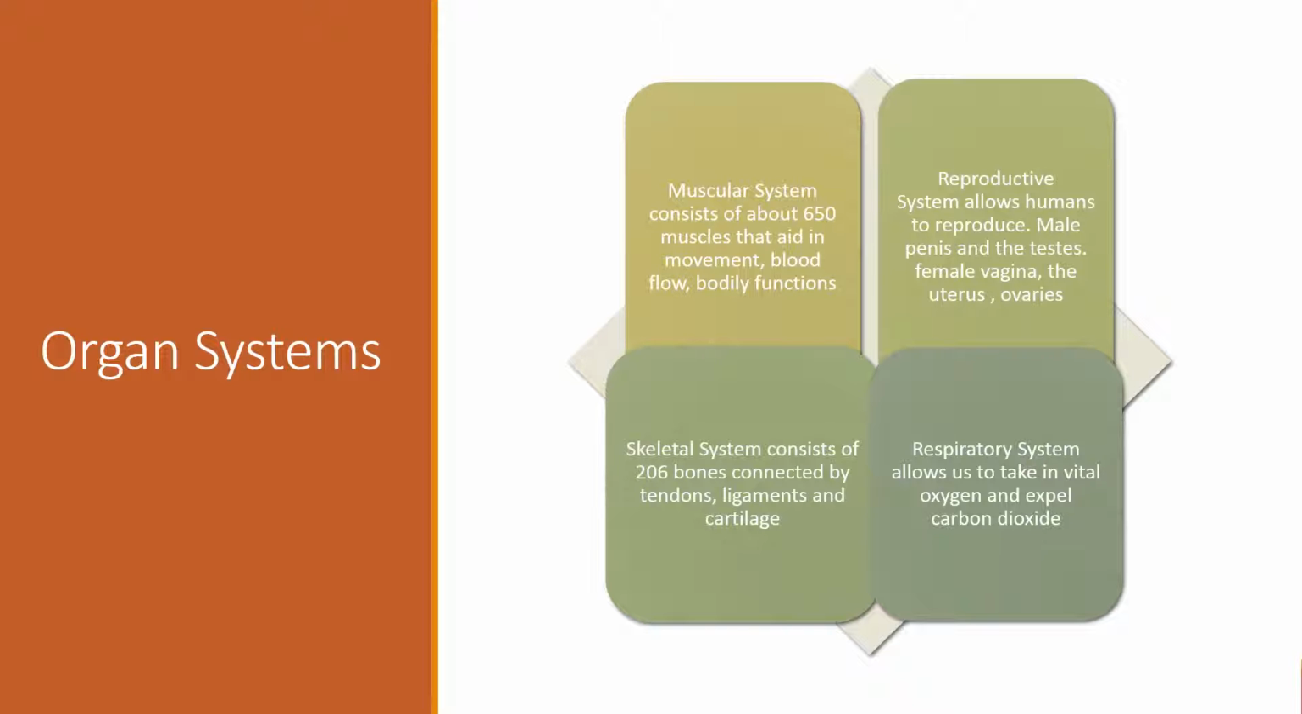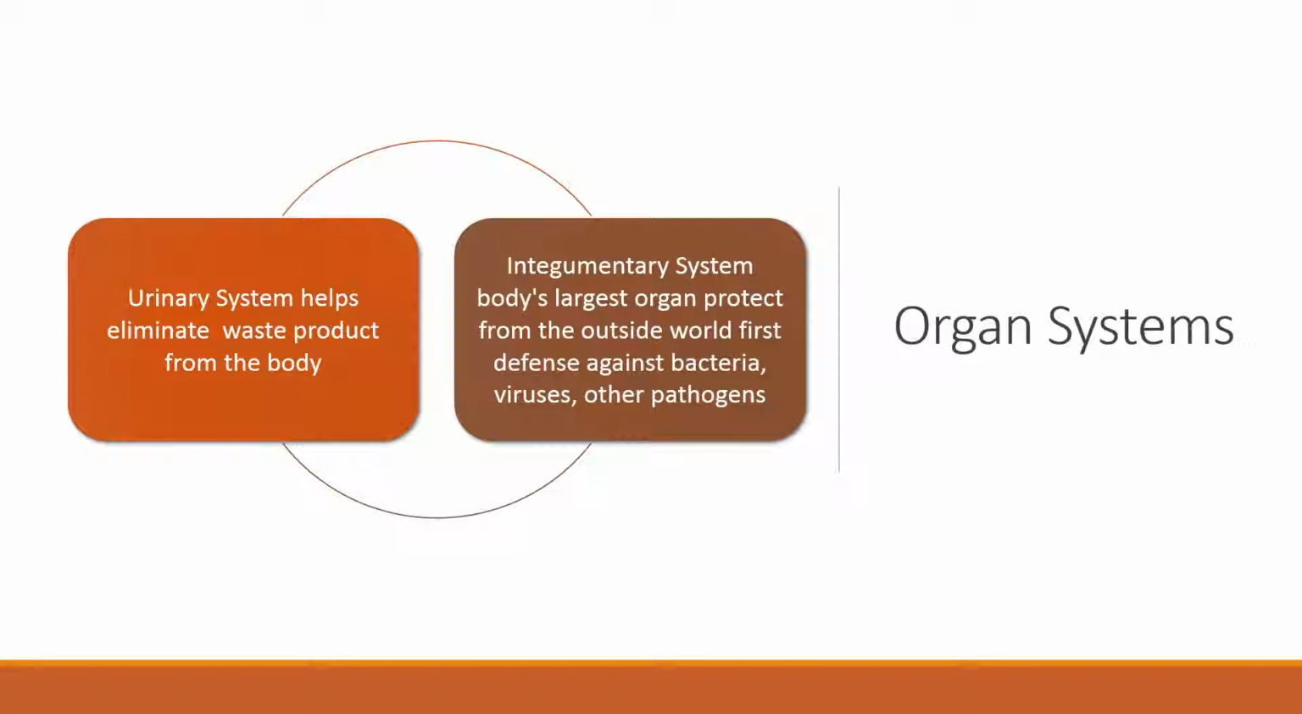The respiratory system, it allows us to take in vital oxygen and expel carbon dioxide in a process that we engage in every day, an important process known as breathing. We have two systems left to cover. The integumentary system, the body's largest organ, it will protect us from the outside world. It is the first defense against bacteria, viruses, and other pathogens. The urinary system, it helps to eliminate a waste product known as urea from the body.